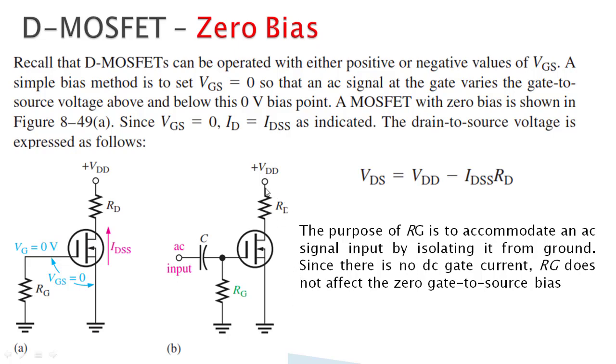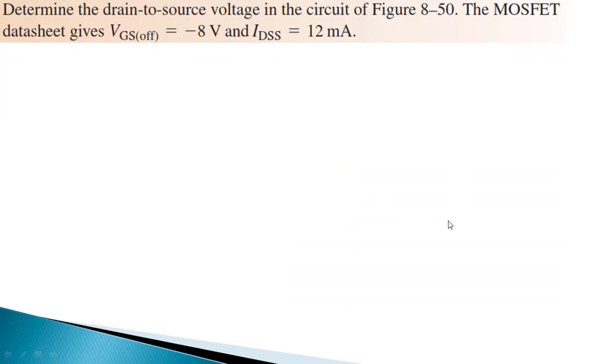So there is only one resistance, RD. We can write VDS is equal to VDD supply voltage minus ID RD. Here, if the signal is 0, the current is maximum, so that ID is called IDSS. So in the general expression, VDS is equal to VDD minus ID RD. In this zero bias condition, ID is equal to IDSS. So note that point. So this is the final problem. VGS off is equal to minus 8 volt and IDSS is equal to 12 milliamps. IDSS is equal to 12 milliamps means ID is equal to 12 milliamps.